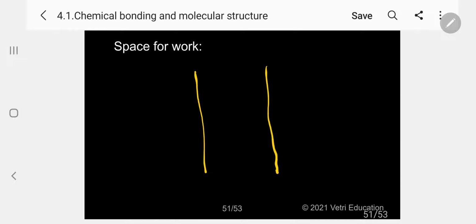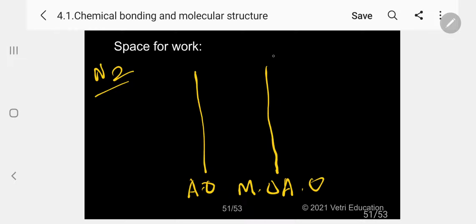So I can now write: this is the atomic orbital, this is the molecular orbital. I want to calculate for N2. The atomic orbitals are nitrogen here and nitrogen here, and the molecular orbital is N2. According to molecular orbital theory, you only have to take the valence shell orbital, that is 2s2, 2p3. In this case even 2s2 is completely filled, so you can neglect it. Only p3 you take.